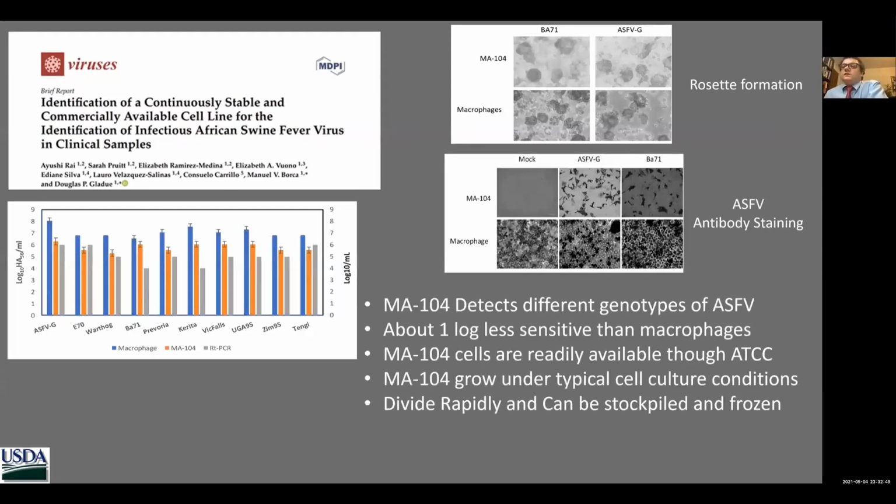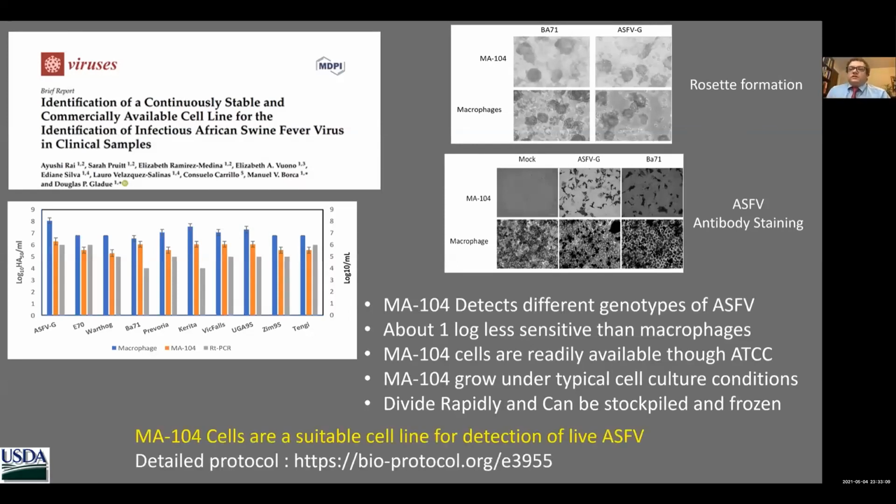And we found that when we tested different genotypes, the MA104 detects different genotypes of ASF. It's about 1 log less sensitive than macrophages, but MA104 cells are readily available through ATCC and grow under typical cell culture conditions. It's also important that they can divide rapidly and be stockpiled and frozen. So MA104 cells are a suitable cell line for detection of live African swine fever. And here's just a link for a detailed protocol in case anyone's interested.